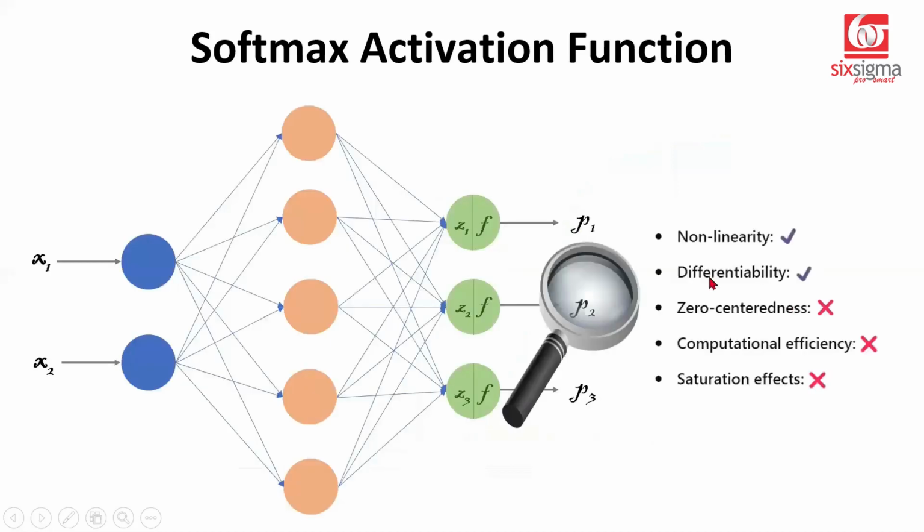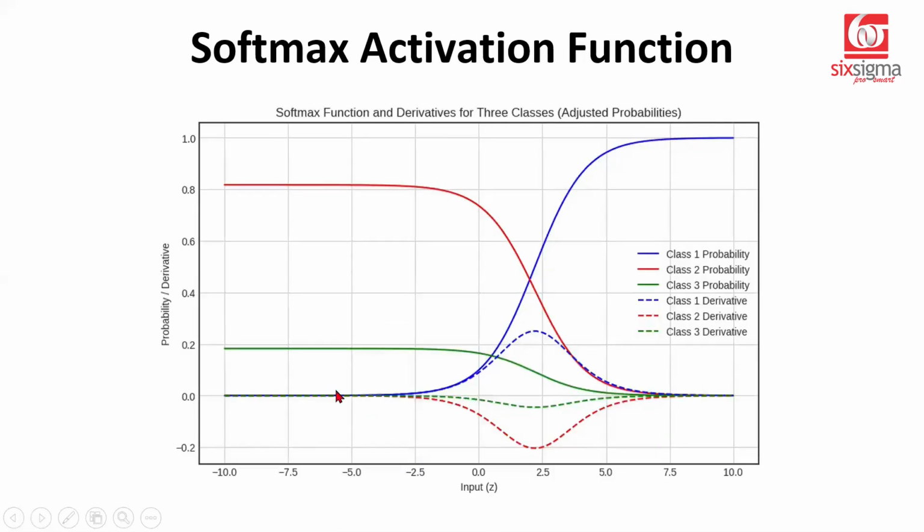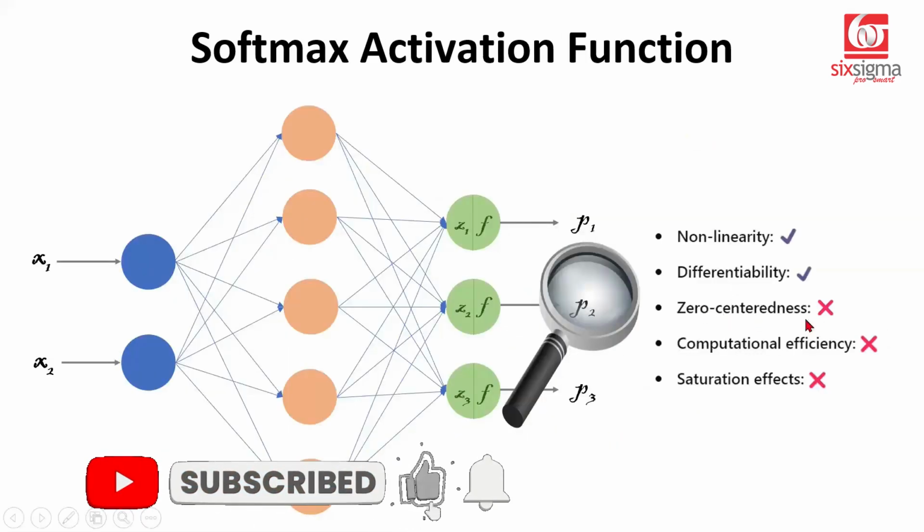That's kind of sorted. Differentiability. Do we have differentiability in case of softmax? Let me show you the differentiability here. So you can see these are the derivatives that we have for the softmax. For each class, again, we have a different derivative, as you can see. So softmax is also differentiable. Of course, it has to be differentiable because the whole idea of backpropagation depends on the differentiability of the activation functions. So it is differentiable. Zero-centeredness. No, it is not centered at 0. We saw that in the graph.